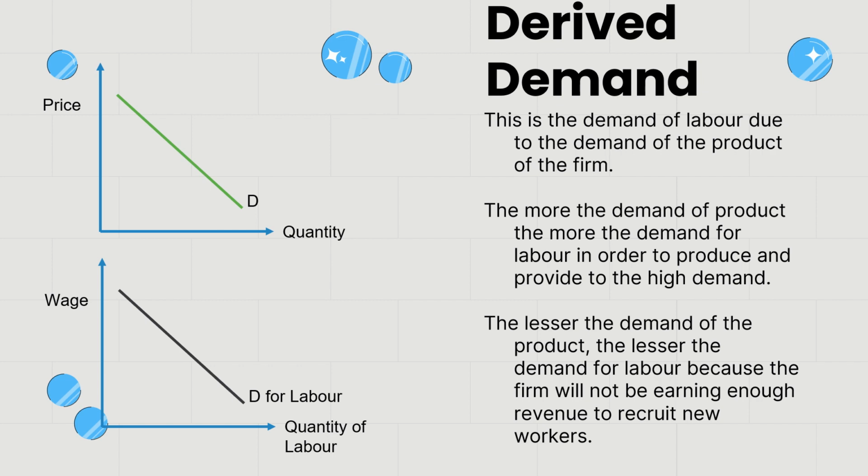Okay, the lesser the demand for the product, the lesser the demand for the labor, because if they keep on recruiting workers, then it will lead to higher cost of production. And because there's a lower demand for the product, there's anyways no revenue or less revenue for the producers to recruit more workers. So this sort of demand is known as the derived demand, and labor has a derived demand always.